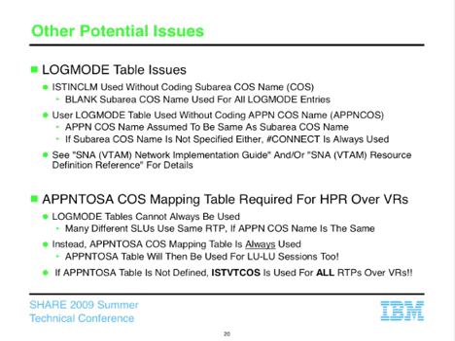There are other potential issues also. LOGMODE table, for example. If you use IST-INCLM without going in and coding a subarea cost name on every entry, then we're going to use the blank subarea cost name for everything. So if you're going to start using INCLM as your table, you need to make sure it's got a subarea cost name on it.